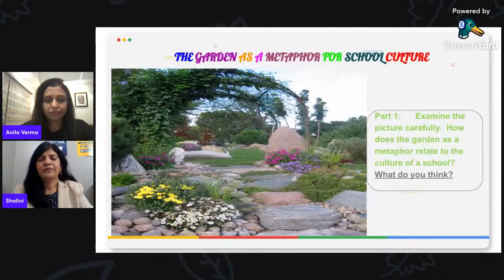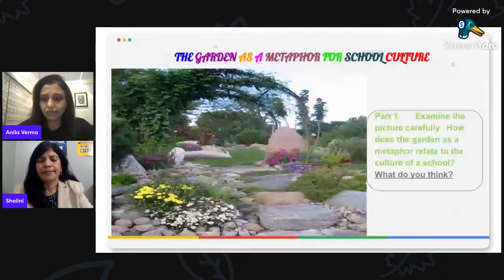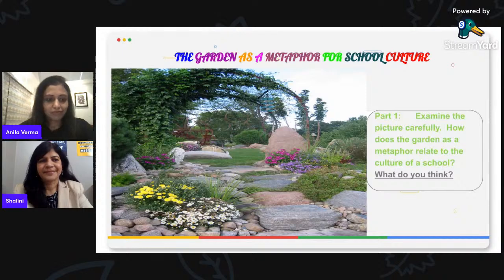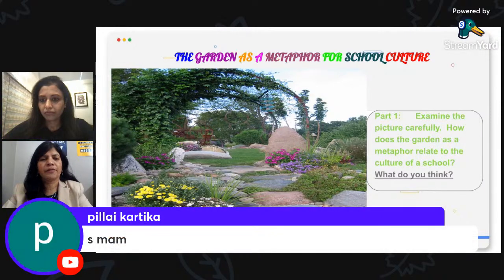To begin with, I would like all of you to examine this picture carefully and look at this garden and see how this garden as a metaphor relates to the culture of the school. What do you think? You can type in the chat box. Do we see some responses, Anila? Not yet. I think everybody is just thinking. I know all of you can see a lot of flowers and different types of plants, and this is what we see in the garden. The gardener exactly knows which plant needs what, which flowers need what kind of care.